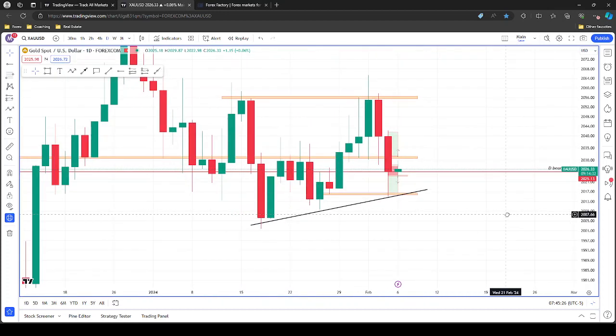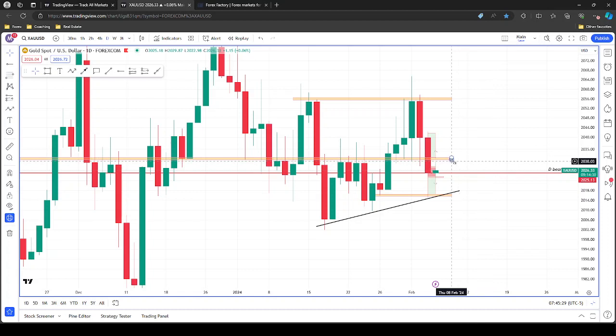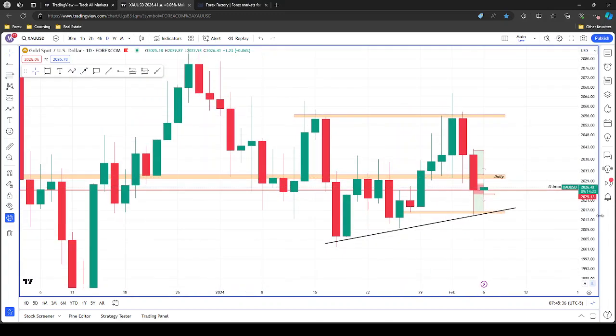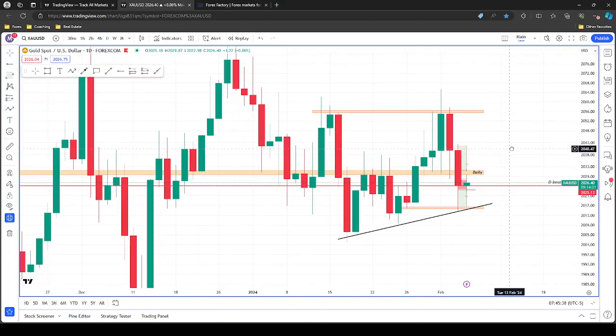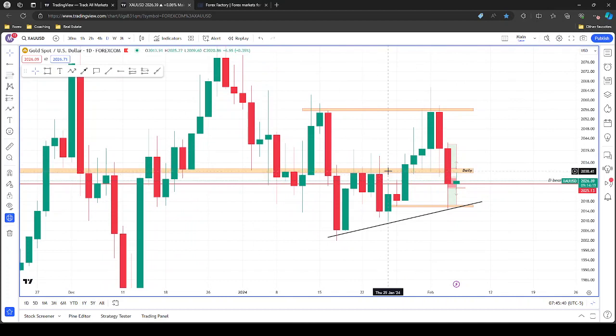The first thing that stuck out to me was this resistance area right here. The reason why is if we zoom in and look at how many taps, touches and rejections happened at this area, it's a lot. This daily candle first opened up here, came up here, and then rejected that area. Candle before, rejection, rejection, rejection, rejection. This candle here closed above, but then, like I said, the next four candles rejected this daily area.